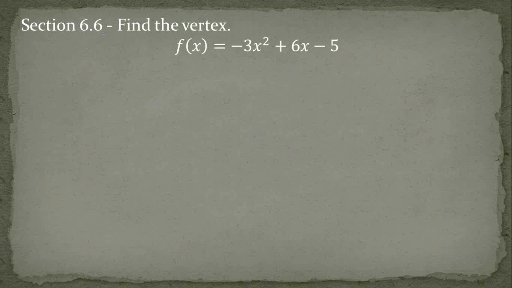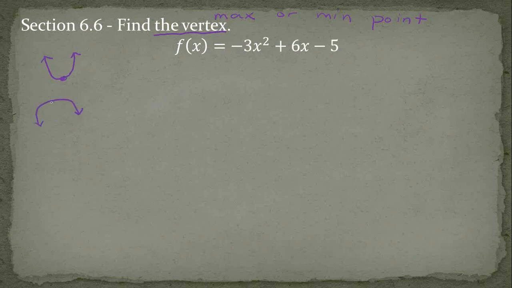6.6, find the vertex. The definition of a vertex is that it is the maximum or minimum point. Whenever you have a parabola, the vertex is the minimum point. It's the middle.